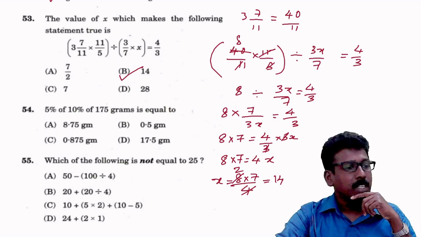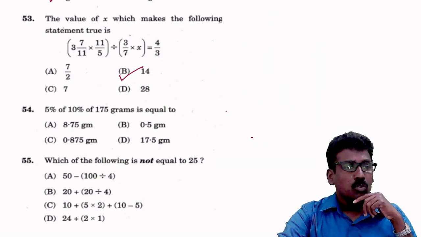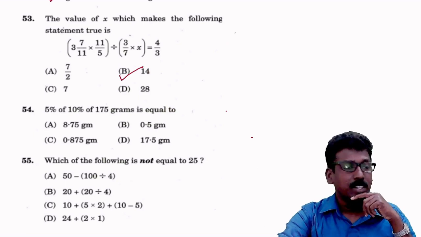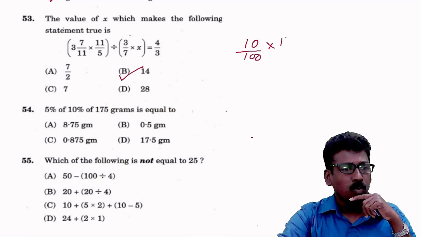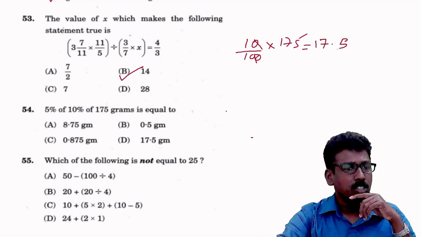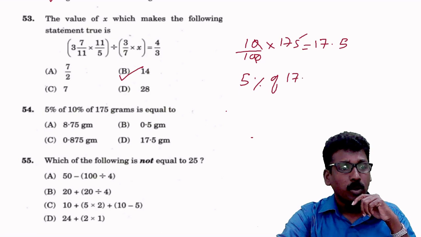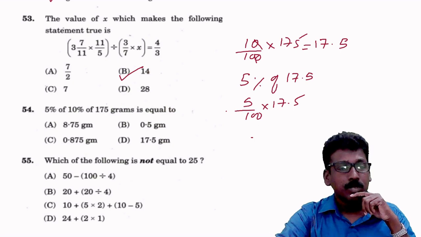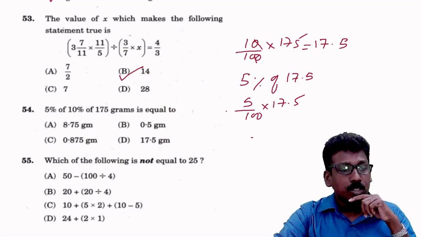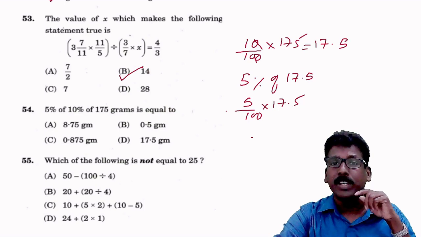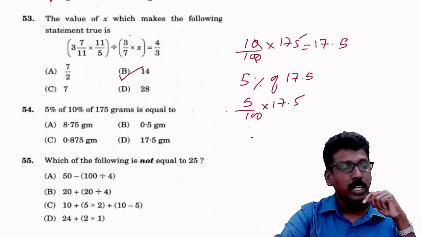Now, look at the next question. Question number 54. 5% of 10% of 175 grams is equal to. So first we can find out 10% of 175. So 0, 0 cancel. Then it is 17.5. One decimal if you take, it is okay. Now you have to find out 5% of 17.5. That is 5 by 100 into 17.5. That means you have to multiply 5 into 17.5 and take 2 decimal places. Divided by 100 means it is easy.